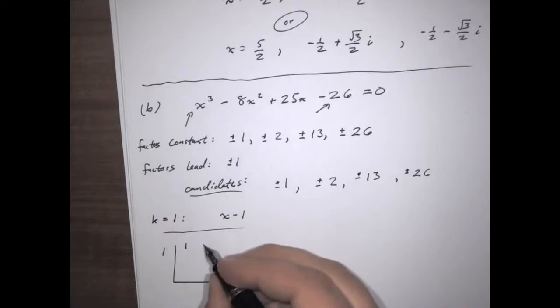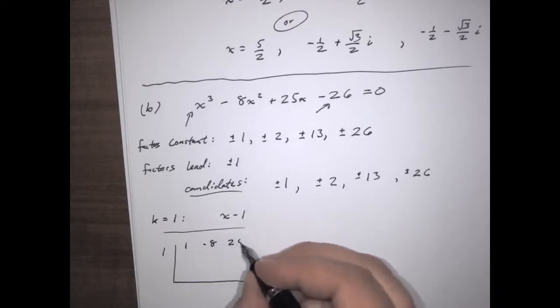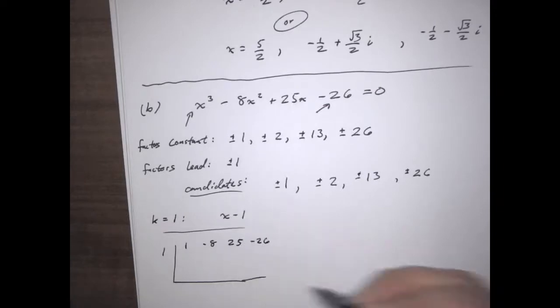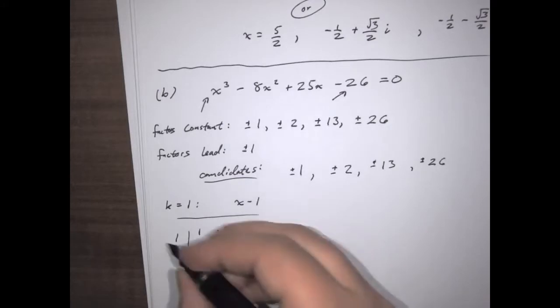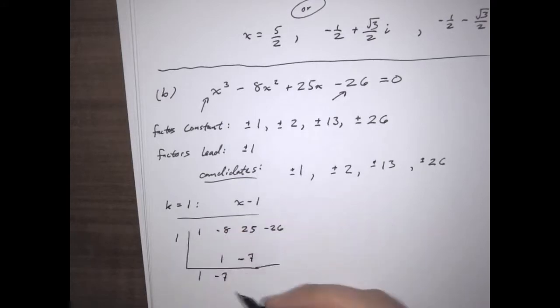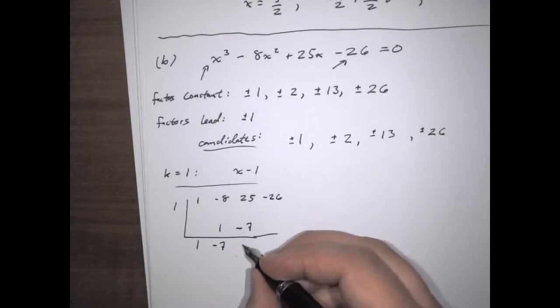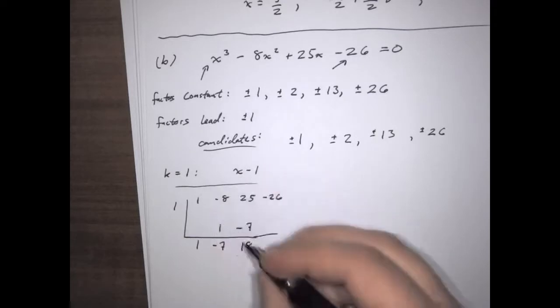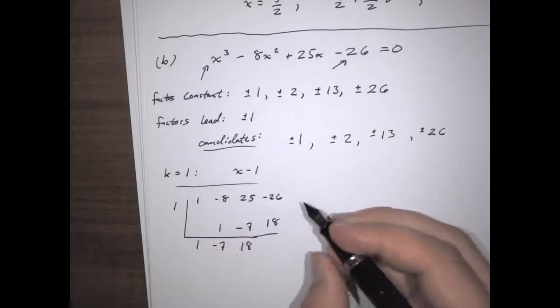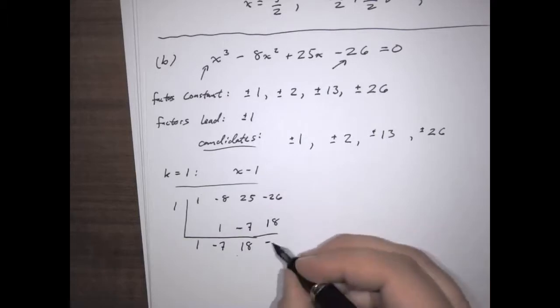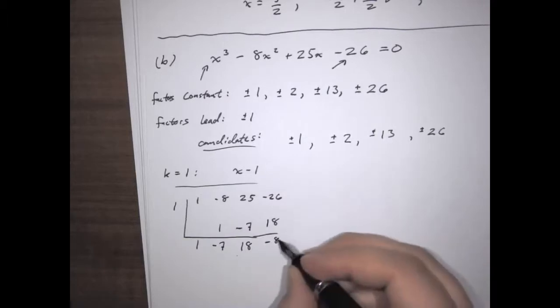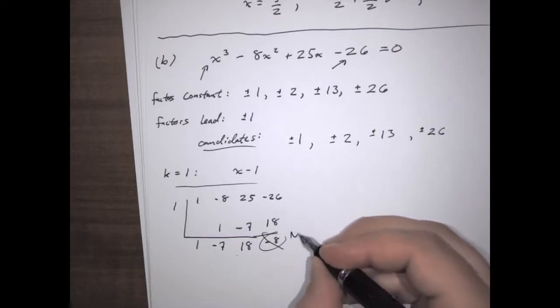Alright, and then here we have 1, -8, 25, and -26. So down comes the 1, multiply, that makes a 1, add, that makes a -7, multiply, that makes a -7, add, and that makes an 18, multiply, that makes an 18, add, it's not going to make a 0, that's the important thing. It's going to be -8, but that's not really relevant. What's relevant is that it's not 0, so no.